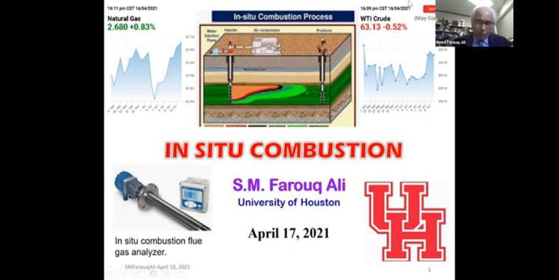I'm very pleased to give you this lecture on in situ combustion. And the first thing I'll always like to point out is the oil prices, as you can see, is going up. So is the gas price, which is good news. So we will talk about in situ combustion, which is one of the enhanced oil recovery methods.